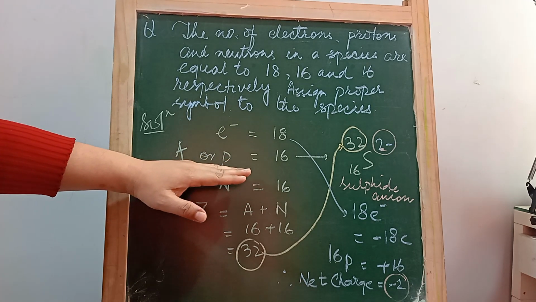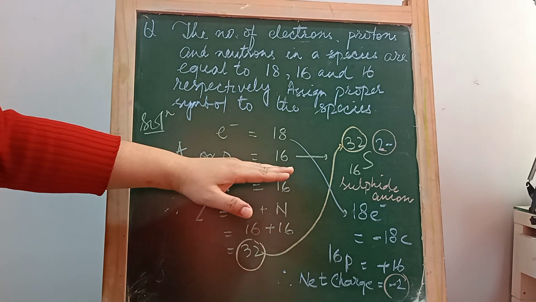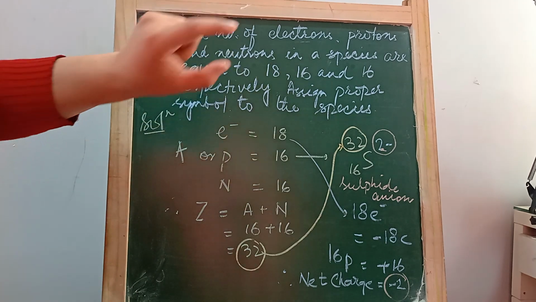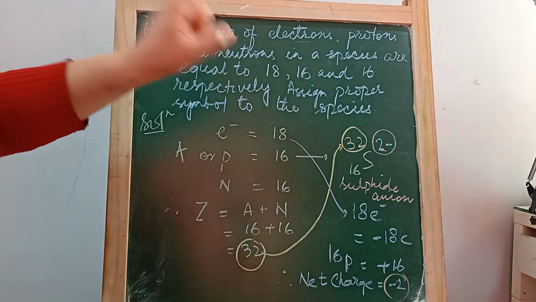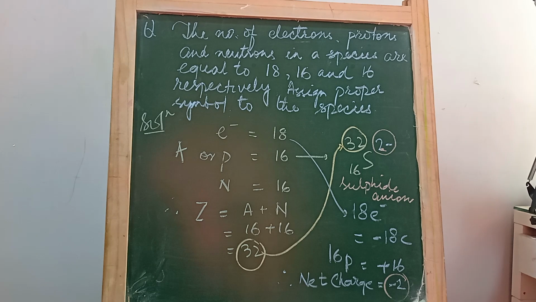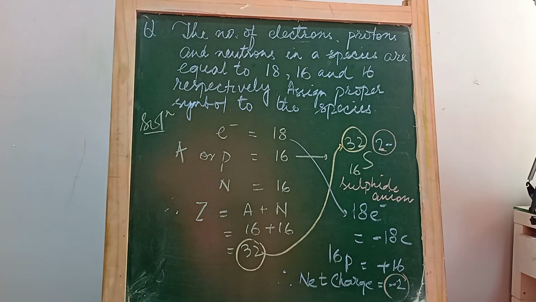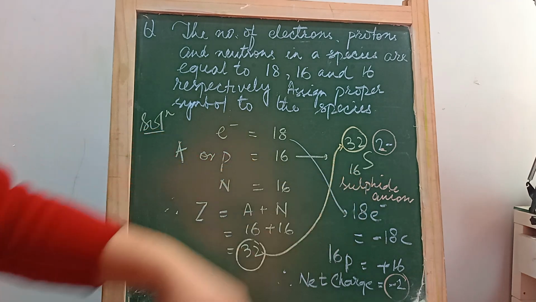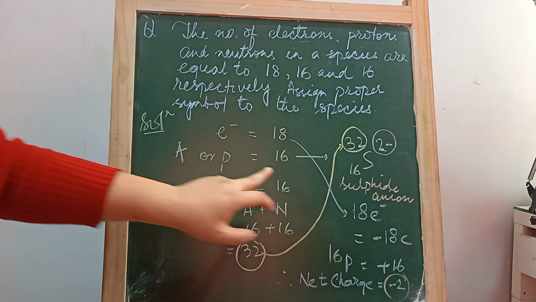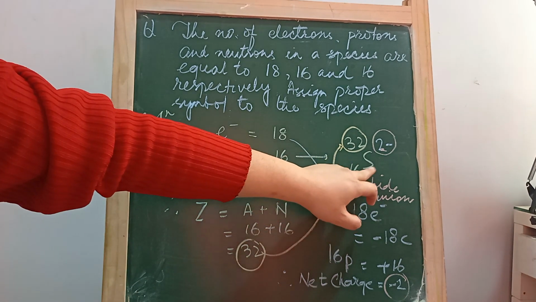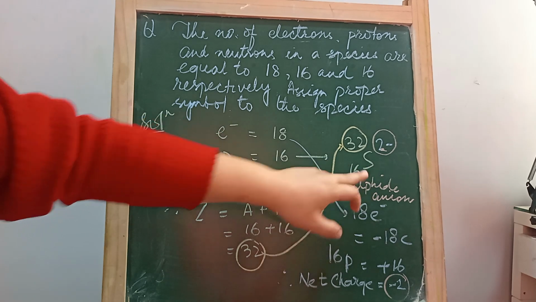So here we have 16 protons. That means if any atom contains 16 protons, then it must be sulfur. Sulfur's atomic number is 16. This is how the atomic number is designed. So we write 16 on the bottom left of sulfur. By this we have come to know that this must be sulfur with atomic number 16.